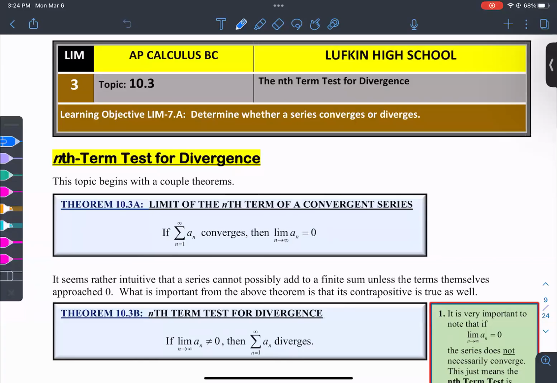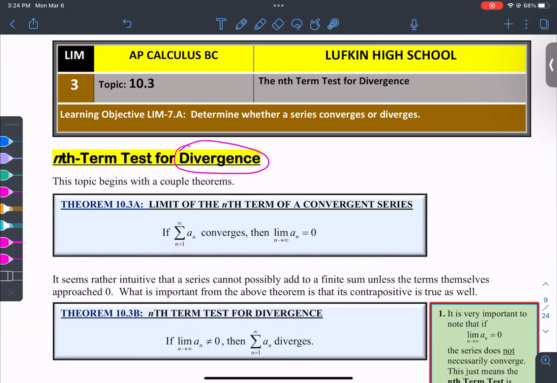All right, the test for convergence that we're going to learn today is called the nth term test for divergence. It's important to know that this is a test for divergence in particular. There are going to be some nuances we have to pay attention to on this one. So we start off with some theorems.